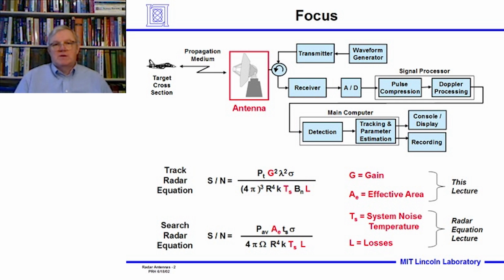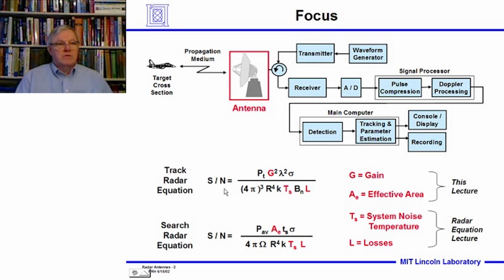Well, now we're back to our block diagram that we see at the beginning of each lecture. And you can see that the focus of this lecture is going to be on the antenna. The antenna is the point where the electromagnetic energy leaves the radar and goes out into free space towards the targets that it wants to detect. And it's a very important part of the radar, a very important subsystem.